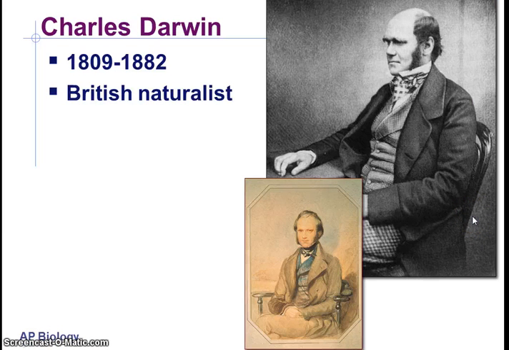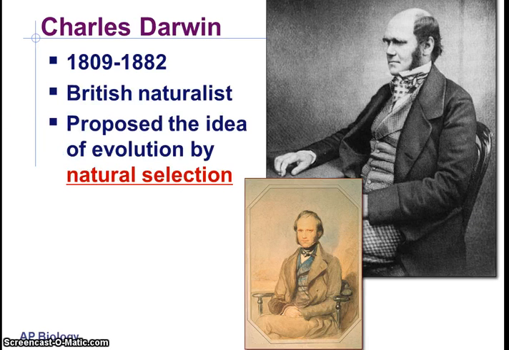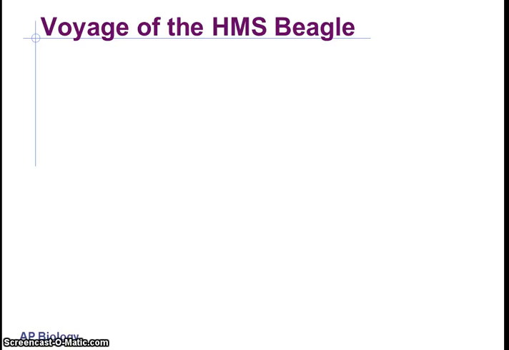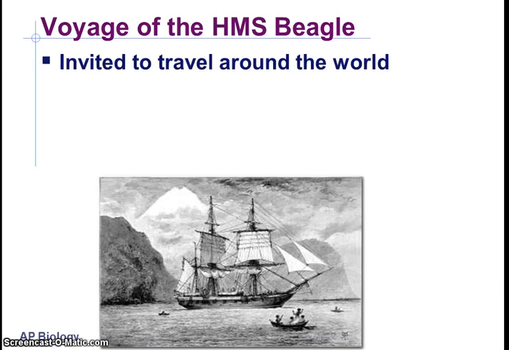So Charles Darwin came in. He lived from 1809 to 1882, was a naturalist, and he is the one who proposed the idea of evolution by natural selection. And he collected a ton of evidence in order to support his ideas. How he did this started with his voyage of the Beagle. He went around the world.